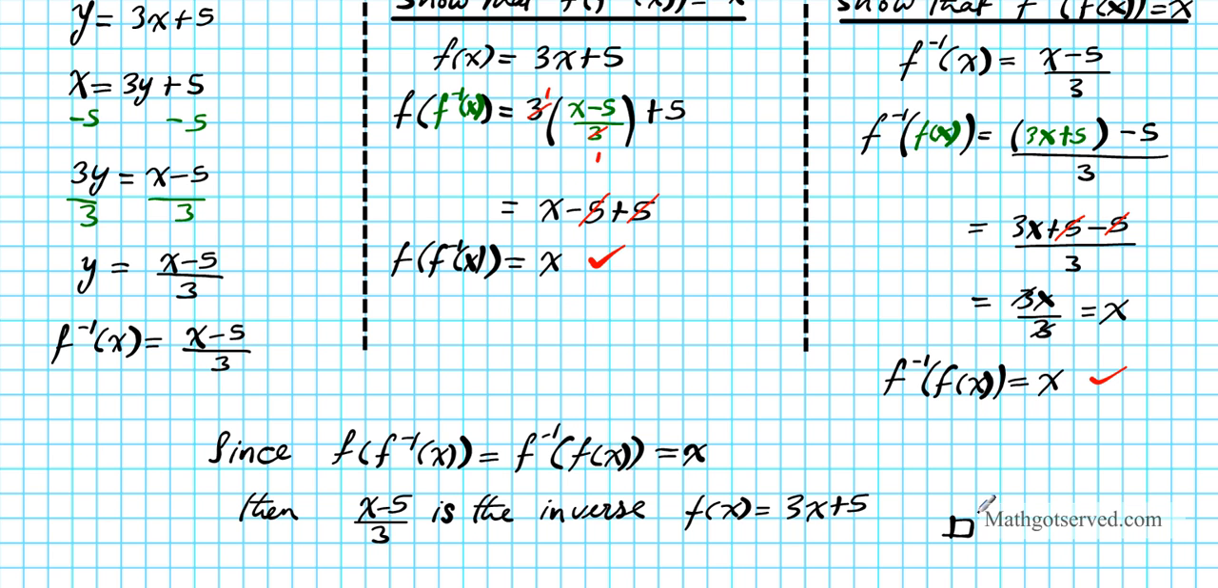All right, let's take a look at question number 2. Same process, same instructions. For number 2, we have f of x equals x plus 3 divided by x minus 2. Okay, so we're going to find the inverse and show that our answer is correct.